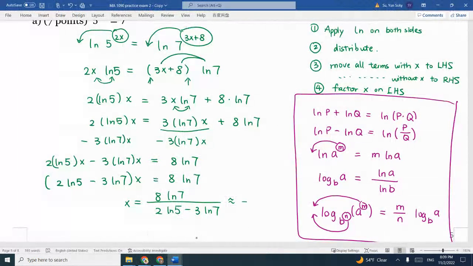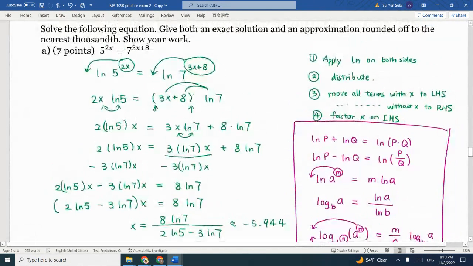5.944. So negative 5.944. Okay, so make sure all of you try to put this in your calculator. It's very important to make sure you know how to use your calculator. So this is part A of problem 6.